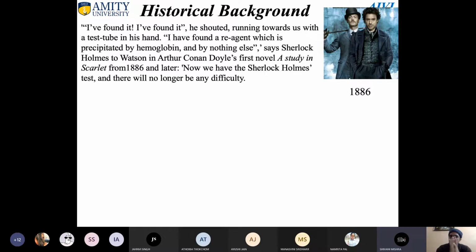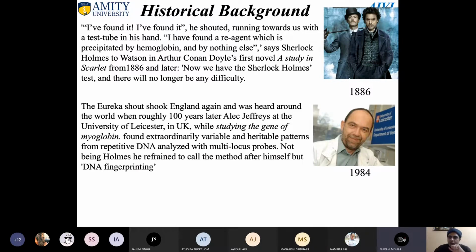By using my test, you can tell who is going to be the criminal. But in recent times, scientists discovered the Sherlock Holmes test that we are referring to. The test Sherlock Holmes referred to in 1886 was discovered around 100 years later, in 1984. The name of the scientist is Alex Jeffrey. He's the one who found the real Sherlock Holmes test.